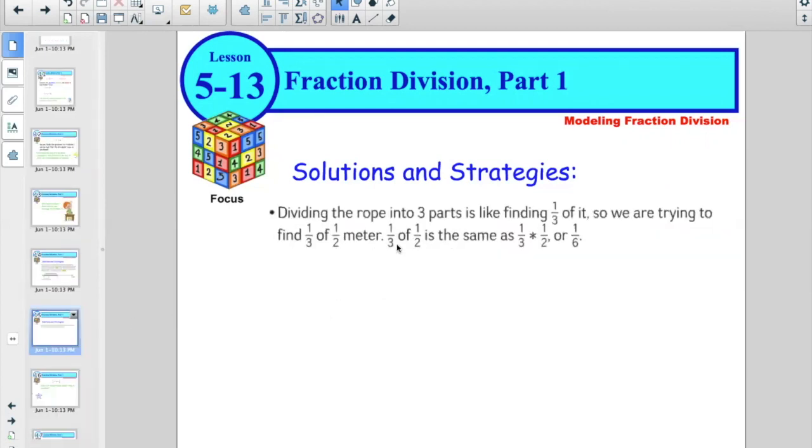Dividing the rope into 3 parts is like finding 1/3 of it. So we're trying to find 1/3 of 1/2 of a meter. 1/3 of 1/2 is the same as 1/3 times 1/2, or 1/6. Let's take a look at an area model that shows us why 1/3 of 1/2 is really the same thing as 1/2 divided by 3.